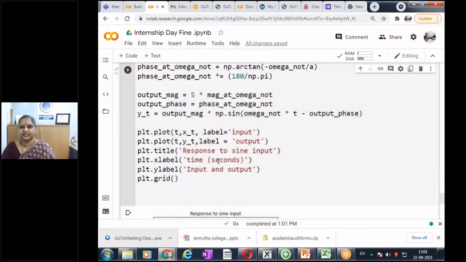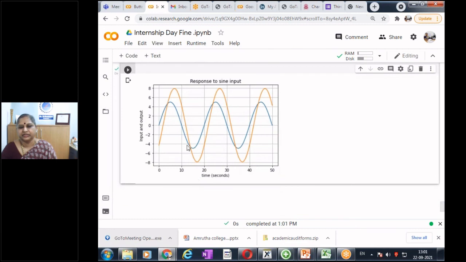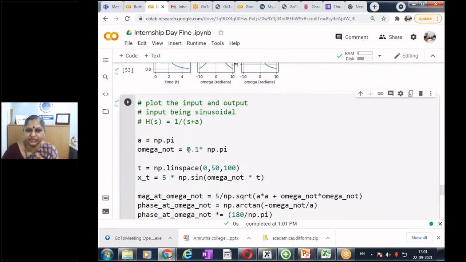The frequency is very less. See now what happens. It's very slow, so there's less difference. Now let me make the frequency very high. Let me make it, say, 10 times.